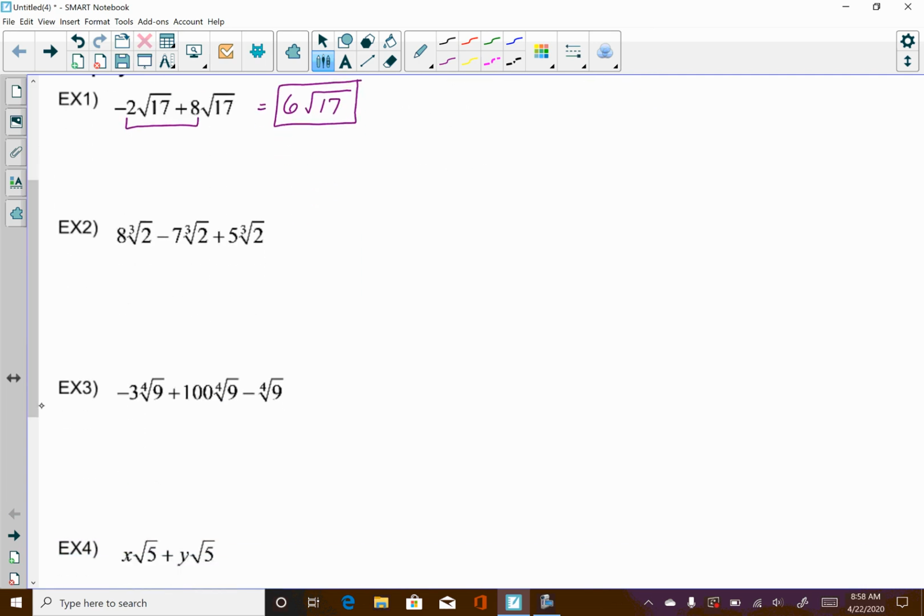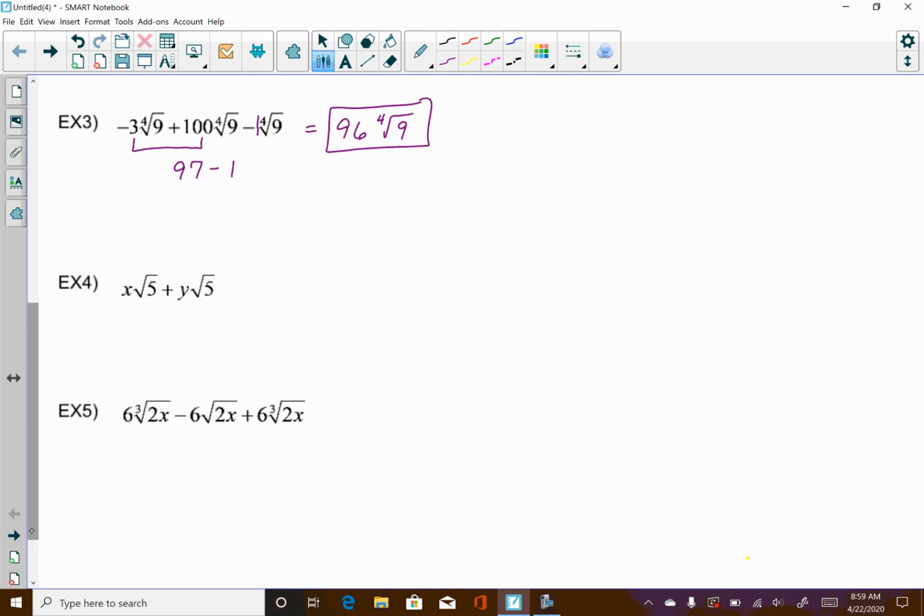Okay, I'm going to move on down to example 3. You'll notice that all of these are the fourth root. So we will add up our numbers. So -3 plus 100, that would give me 97. And then you've got this minus sign sitting in front of this last fourth root. Remember, it's an imaginary -1. So 97 minus 1 would give me 96. So I have 96 on the fourth root of 9. Final answer.